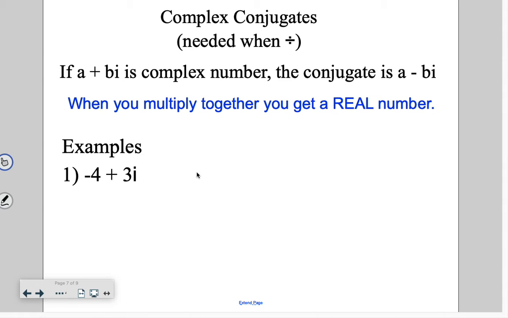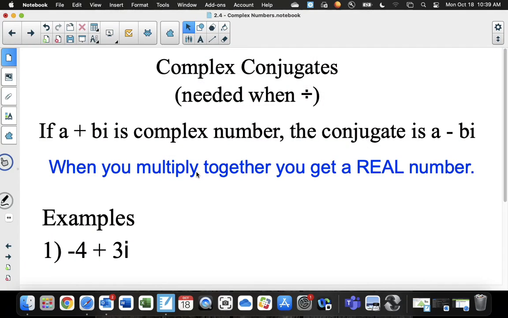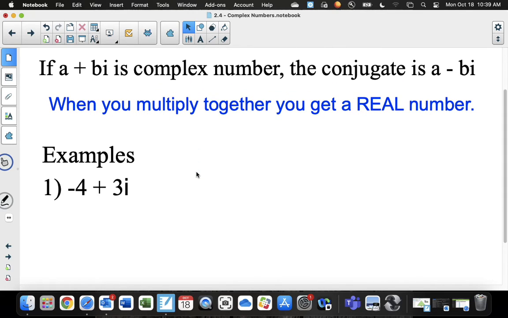So let's say 4 plus 3i is my complex number. Therefore, what would the conjugate of that be? Negative 4 plus 3i, conjugate would be? Is it negative 4 minus 3i or is it 4 minus 3i? Which one? Negative 4. It's just the opposite of the complex part. That's why I asked that.